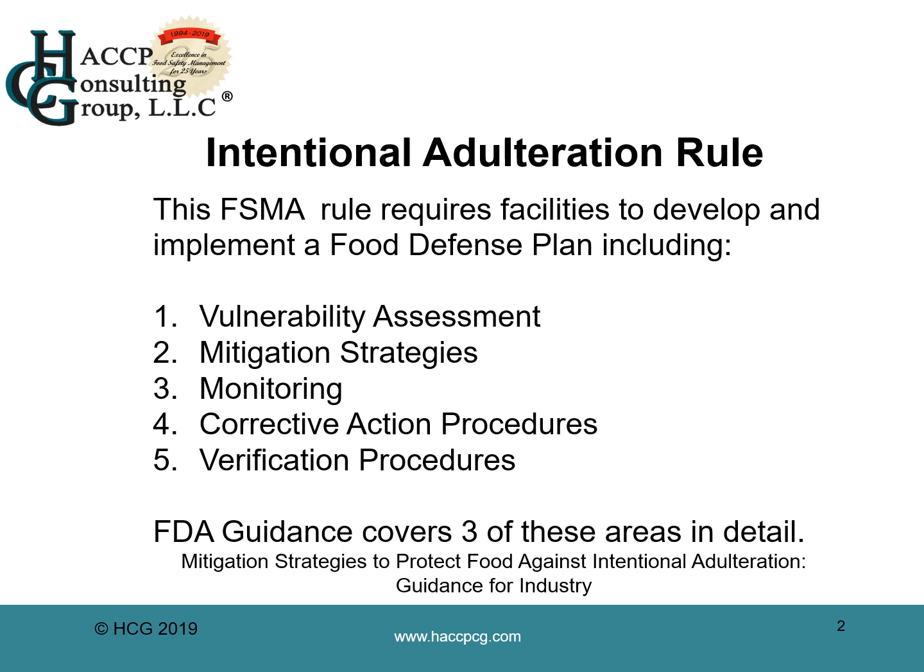The intentional adulteration rule is the part of FSMA that requires facilities to develop and implement a food defense plan. The compliance date for this was July 26th for most companies. It's July 2020 for small companies and July of 2021 for very small companies.